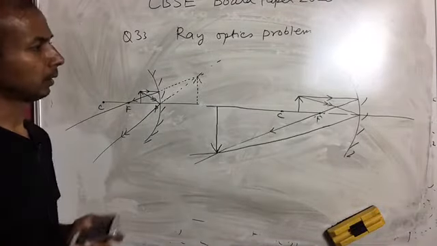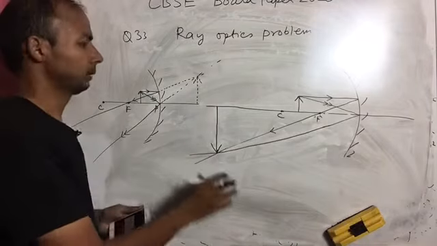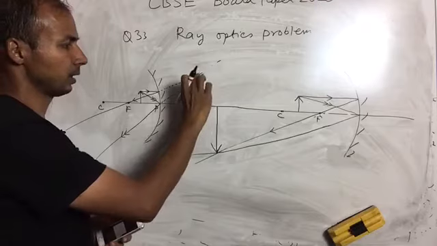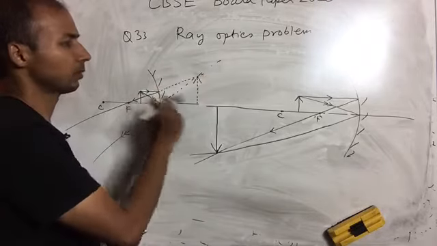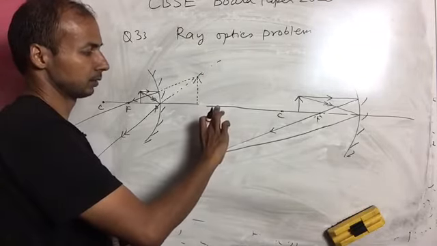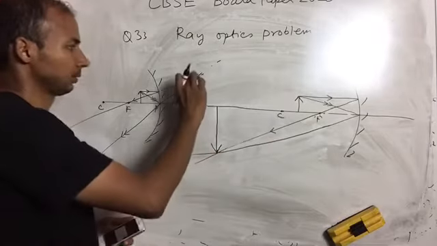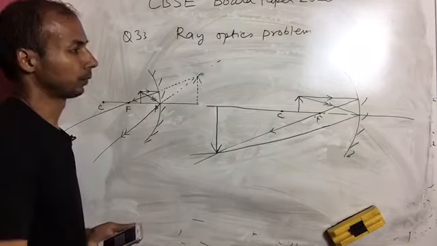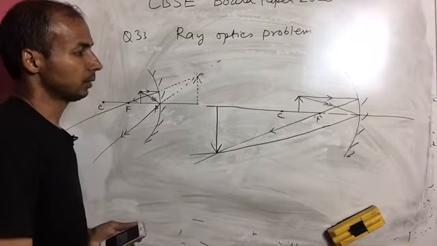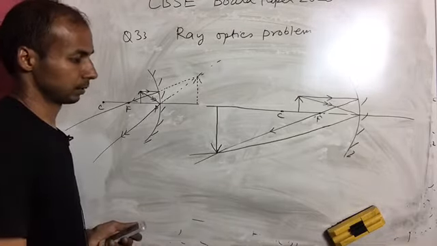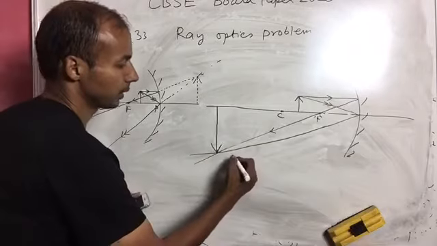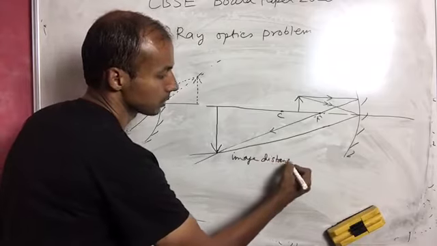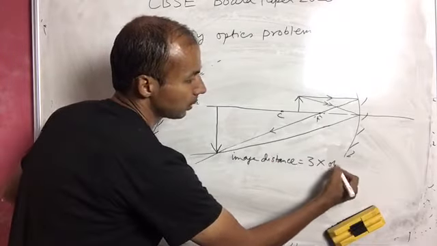Okay, now we know that since the image is 3 times the size of the object lengthwise, this length is 3 times this length, therefore the image distance will be 3 times the object distance, correct? So we can say that for each of the cases, image distance is equal to 3 times object distance.